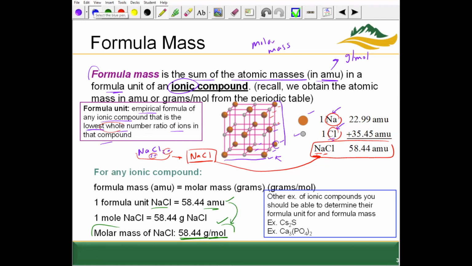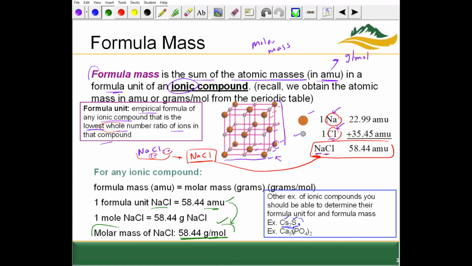So for ionic compounds, what we've seen from chapter 2 is that the ratio from cation to anion is not always just 1-to-1. For example, if we have cesium here and sulfur, the simplest whole number ratio here is for this subscript to be 2 and this subscript to be 1. So this is the formula unit. So the formula mass then would still be 2 cesium and 1 sulfur.